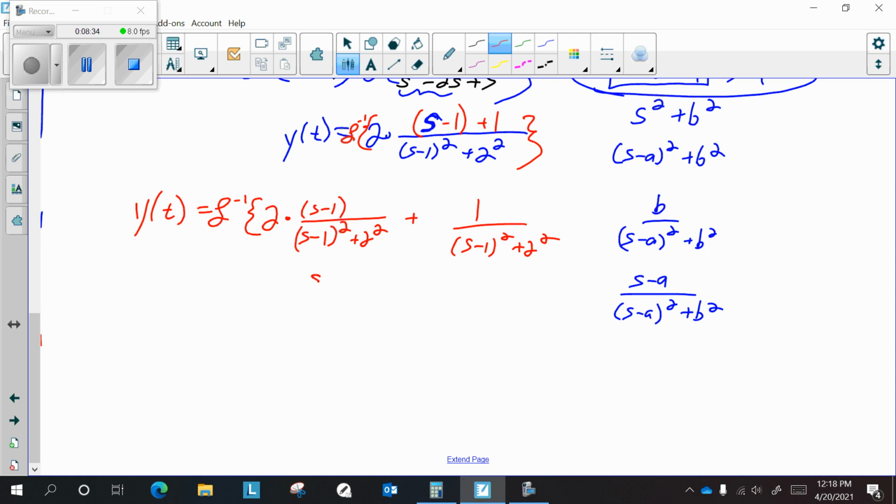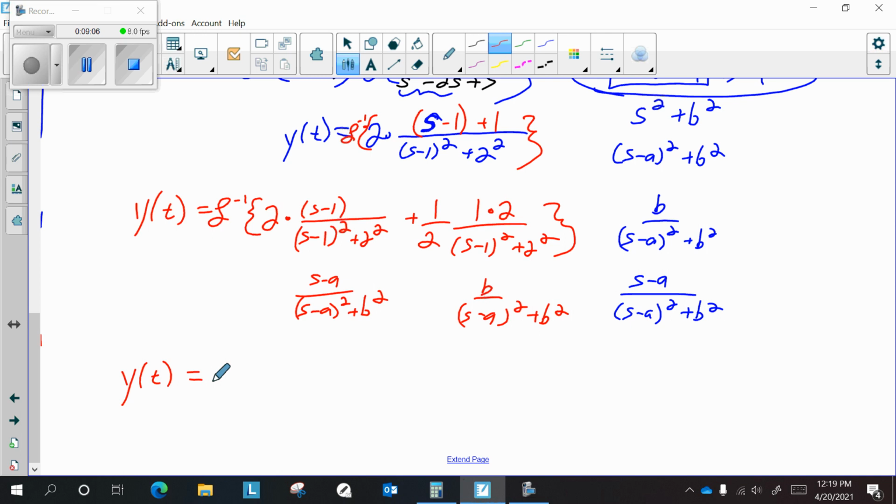So that makes this s minus a over s minus a squared plus b squared. But if this is a constant, this has to match b. Well, b is 2, so we need a 2 here, which means we need to divide by 2 out front. So now this is b over s minus a squared plus b squared. So now we can transform that. Now we've made it fit one of our inverse Laplace transformation formulas.